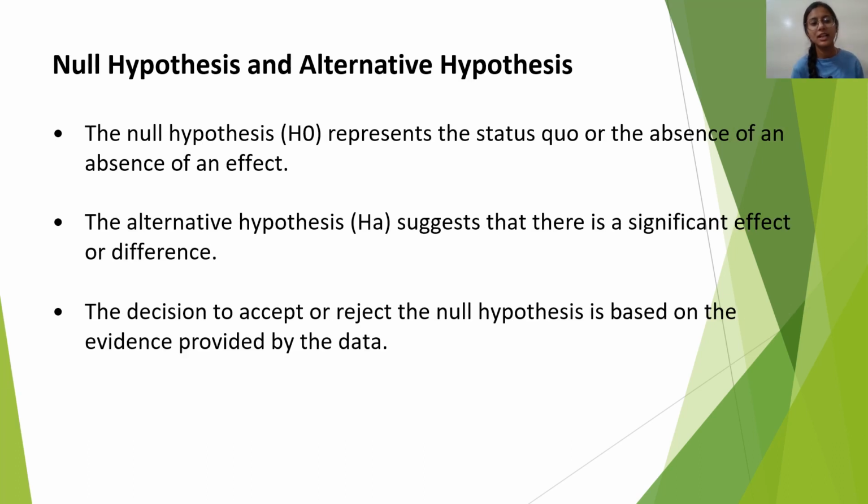Now, let us see what is null hypothesis and alternative hypothesis. The null hypothesis, that is H naught, represents the status quo or the absence of an effect. The alternative hypothesis HA suggests that there is a significant effect or a difference. The decision to accept or reject the null hypothesis is purely based on the evidence provided by the data.